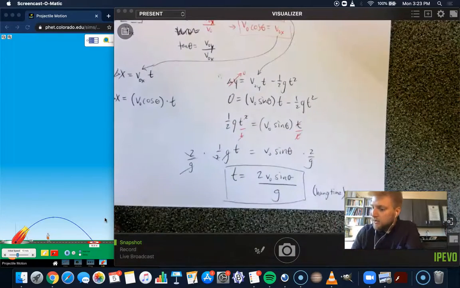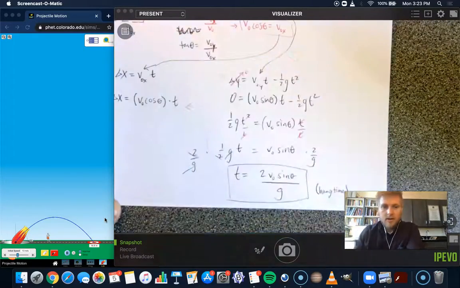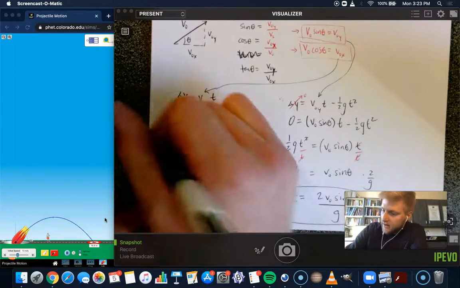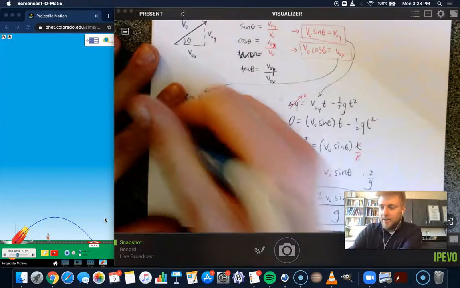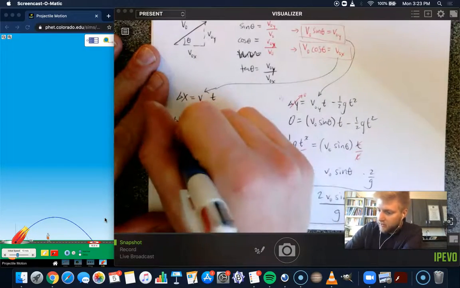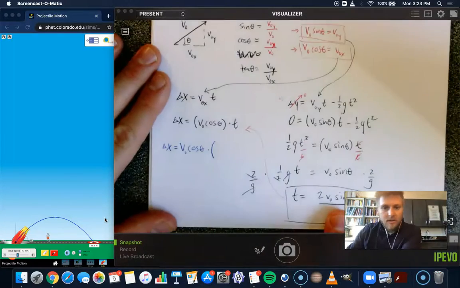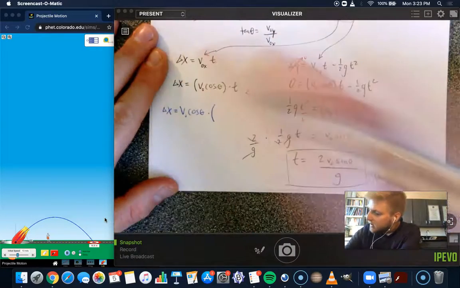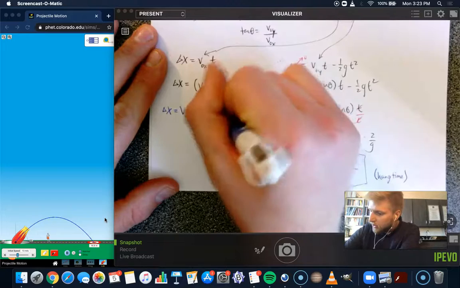Okay? And what we're going to do is plug that in right here. And it's going to look like a mess for a moment, and then we're going to clean it up. So check this out. We're going to plug that information in here. I'm going to switch colors so that you can see we're on the last step here. So the x displacement is this information, v naught cos theta, that doesn't change, times t, which is our hang time equation. So I'm just going to plug that straight in there. 2 v naught sine theta all over g.